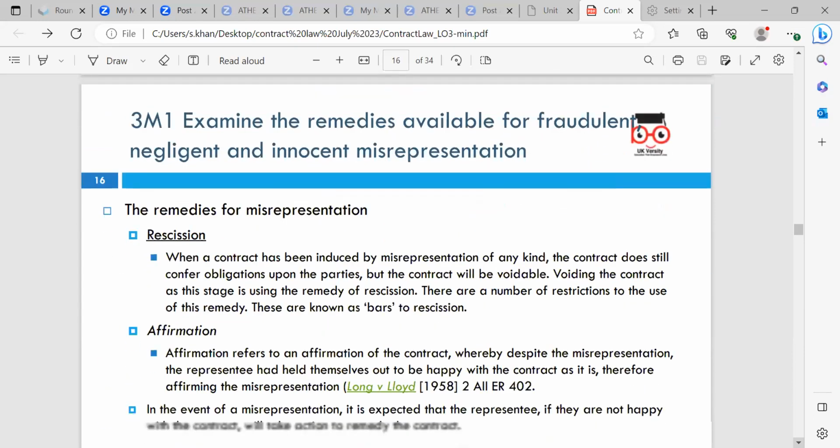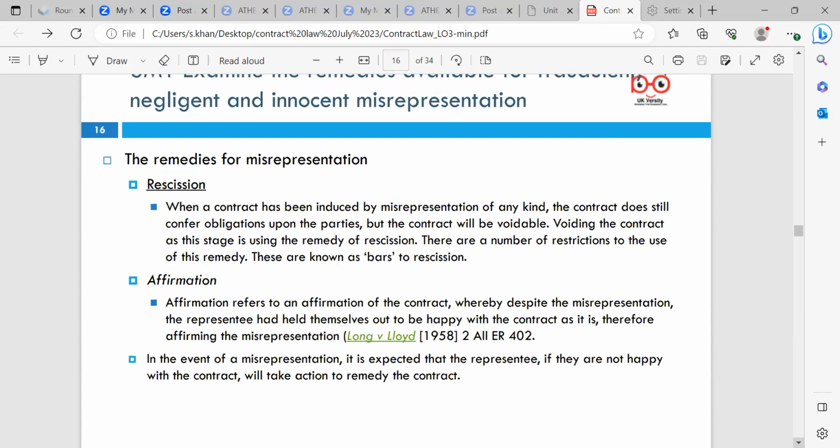So this is for the extension activities that you need to do when you're doing your assignment. If you want to do the extension activities, you need to examine the remedies available for fraudulent, negligent, and innocent representation. So the remedy for misrepresentation is rescission. This is when a contract has been induced by misrepresentation of any kind. The contract does still confer obligations upon the party, but the contract will be voidable. Voiding the contract at this stage is using the remedy of rescission.